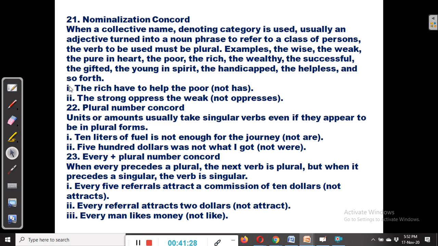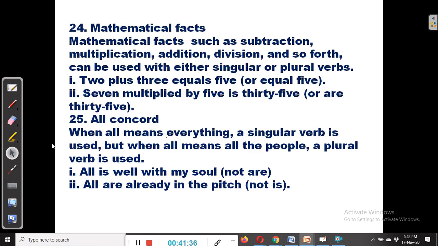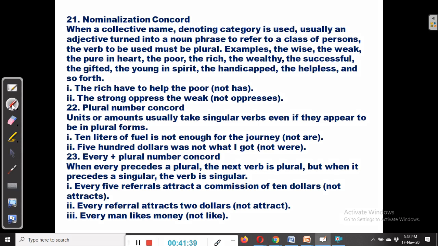Now, examples are: the rich have to help the poor. Of course, when you look at the rich here, it is used to denote people who are rich, and so it's not to be looked at as singular. So it takes a plural verb. Then the second one is the strong. The strong refers to the people who are strong. It doesn't refer to an individual, it refers to a category of persons. The strong oppress the weak, not oppresses.